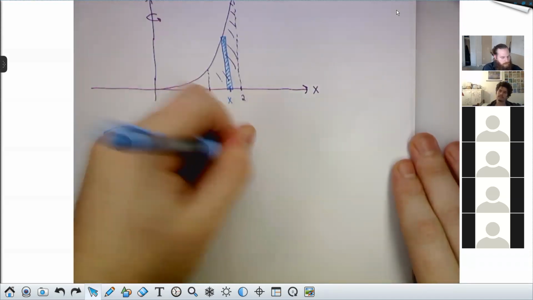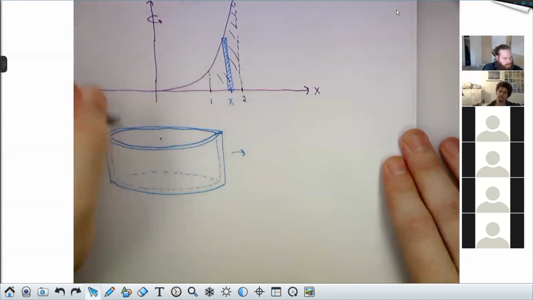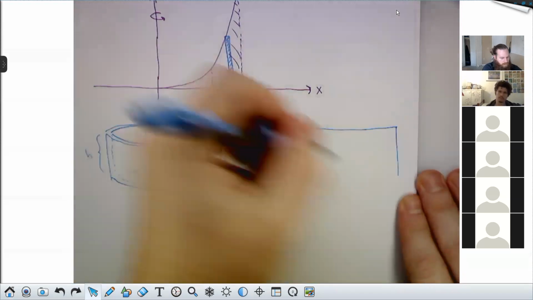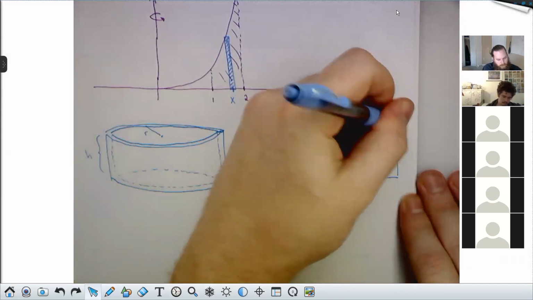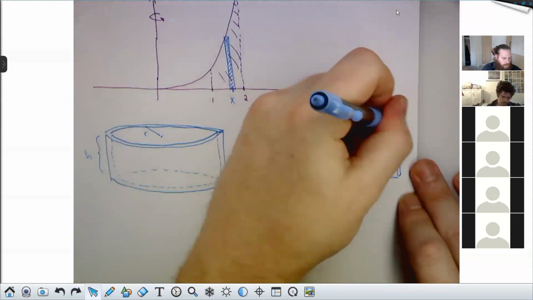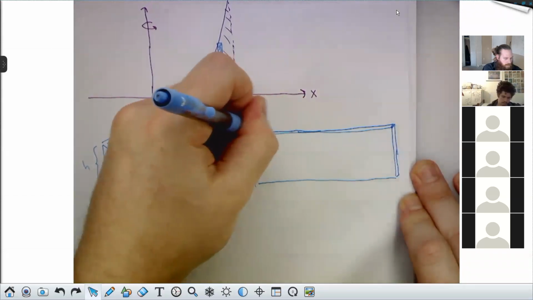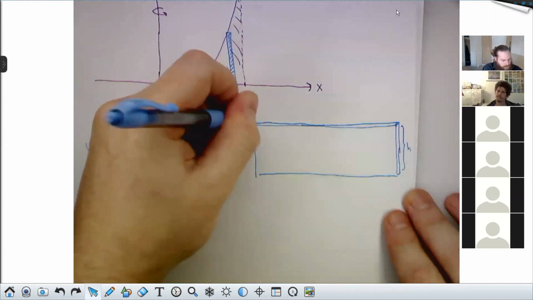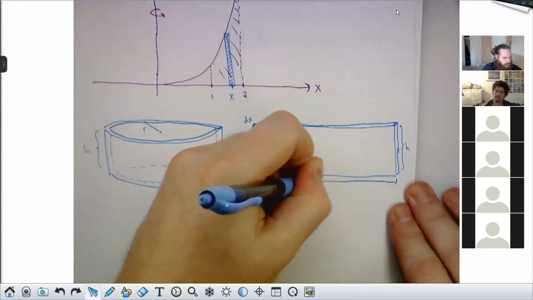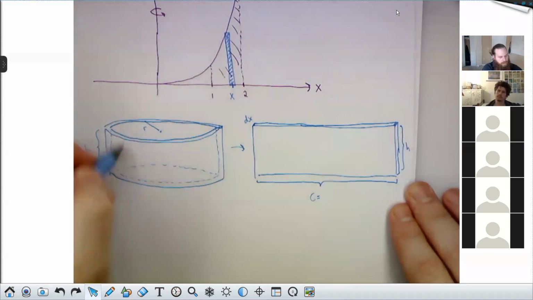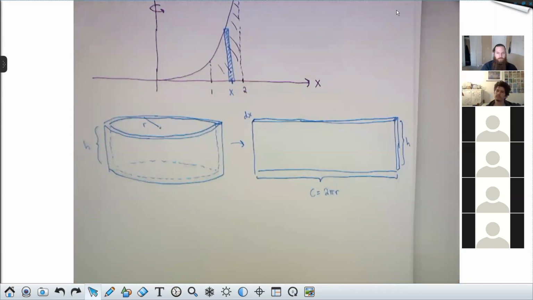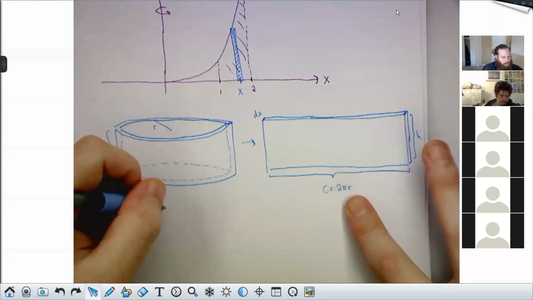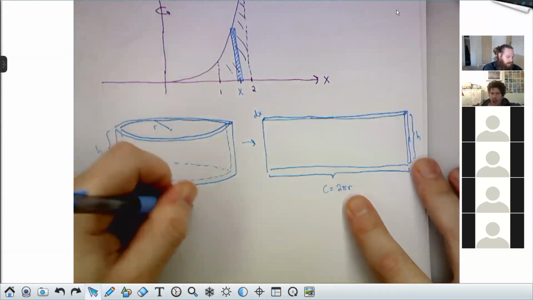Right, which I can imagine cutting and unrolling. It has a height here, h. It has a radius, I'll call r. And if I cut and unroll that shell, I will get a very thin, long box. The height of that box is still h. The thickness of that box is dx. And the length of that box is the circumference of the circular shell, which is 2 pi times the radius, which means my little differential volume dV is length times width times height, 2 pi r h dx.